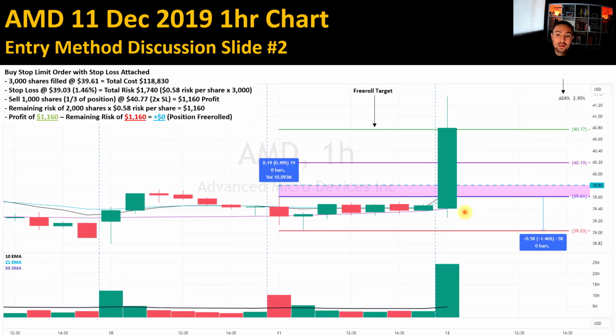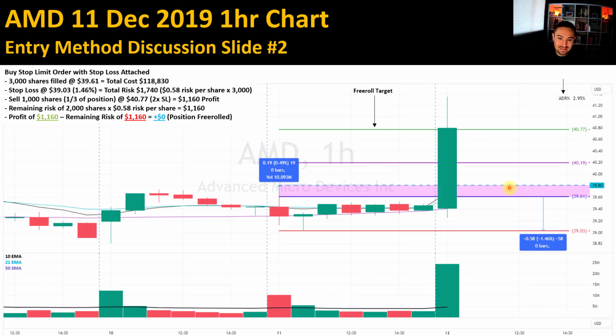I don't want to pay any more than 39.80 for any shares. Maybe if I think it's the best setup since sliced bread, maybe I'll push this up to 1%, but I'm controlling the risk. I'm defining my maximum amount of risk. Why? Because I'm defining the maximum amount I'm willing to pay for any shares. Everything is defined.